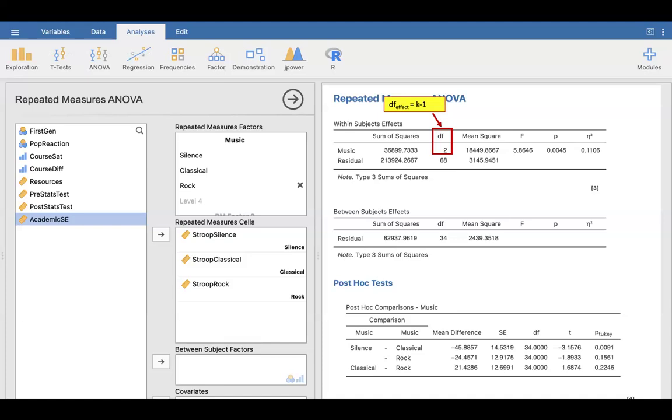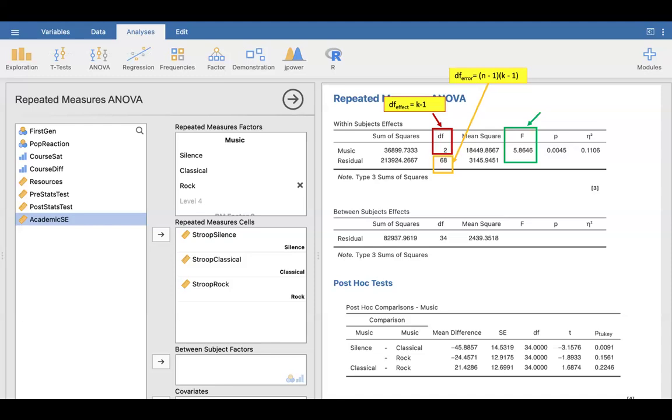And then this you can refer to it as the degrees of freedom within. It's more of an error term for a repeated measures ANOVA. And the way it's calculated is that you take the sample size minus one and multiply that by the number of time periods minus one. So in this case, our degrees of freedom is 35 minus one, and then times 3 minus 1. And so we get 68.